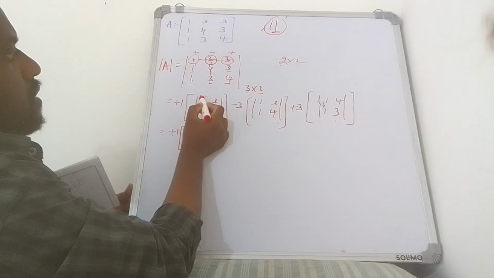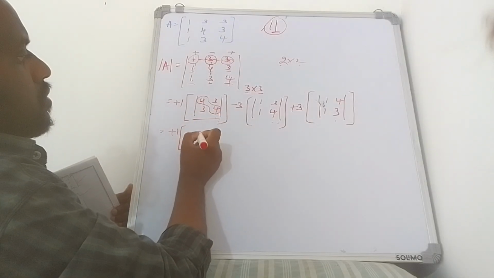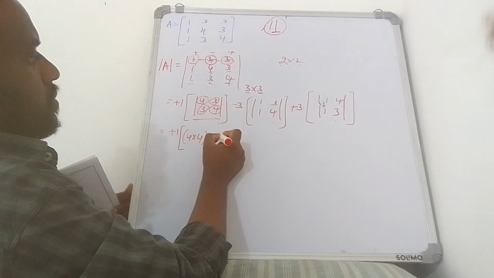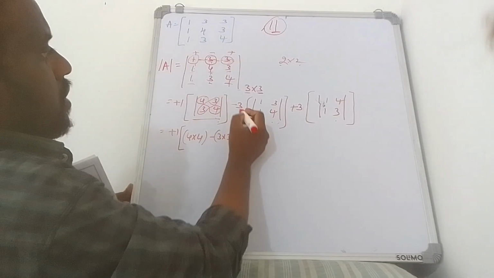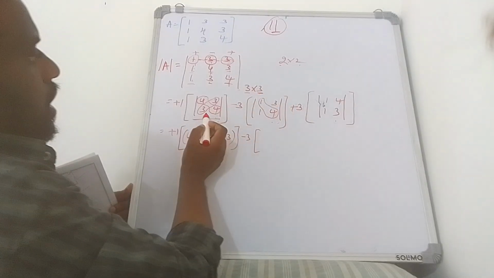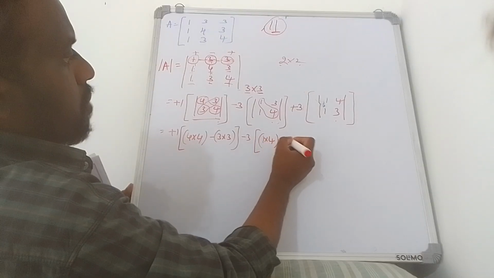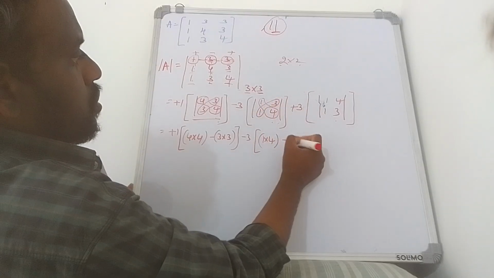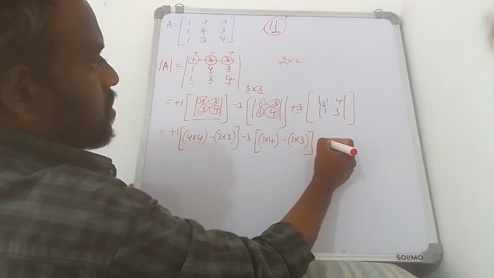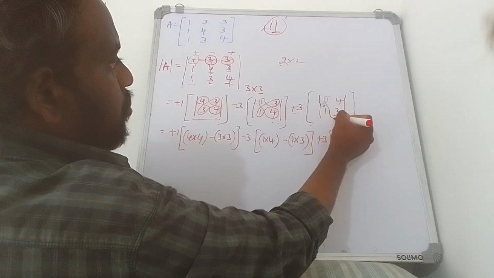For that, for this 2 cross 2 determinant we can directly multiply this 4 into 4, put minus, next this 3 into 3. Next this minus 3, square brackets, determinant we need to find, like how we have done here. First these two, 1 into 4, next minus, next these two, 1 into 3. Next this plus 3, close the bracket, plus 3, this square bracket, determinant finding.